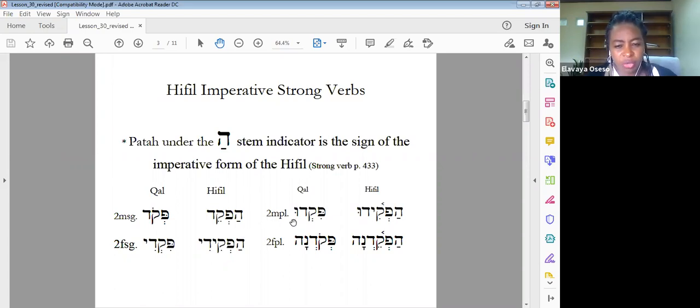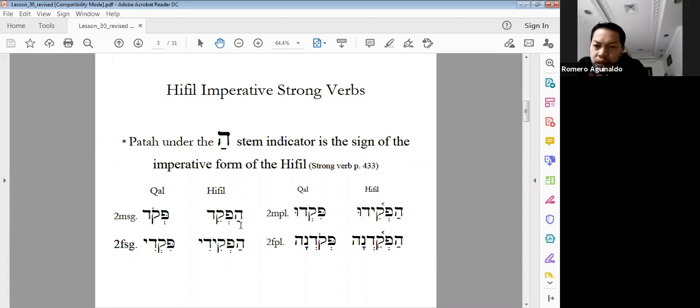So those are the two differences when it comes to the imperative. The two FSG and the two MPL will have hirek yod after the second root letter. We first of all have the he with the pata, and then have the hirek plane after the second root letter. But in the second masculine singular and the second feminine plural, we will have the he prefix with pata, but the second root letter will have tsere. So take note of the vowel pointings, okay? So don't just look at the he prefix, the prefix pronoun, but also look at the vowels so that you can identify what PGN you're dealing with, okay? So we have to be careful about those two when we are working with the Hifil stem. But the first indicator that we are dealing with a Hifil imperative with the strong verbs is the he and pata stem indicator. Okay.